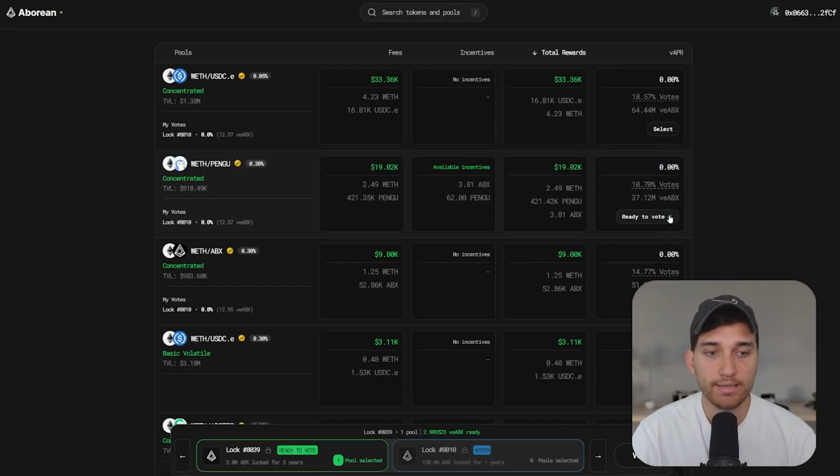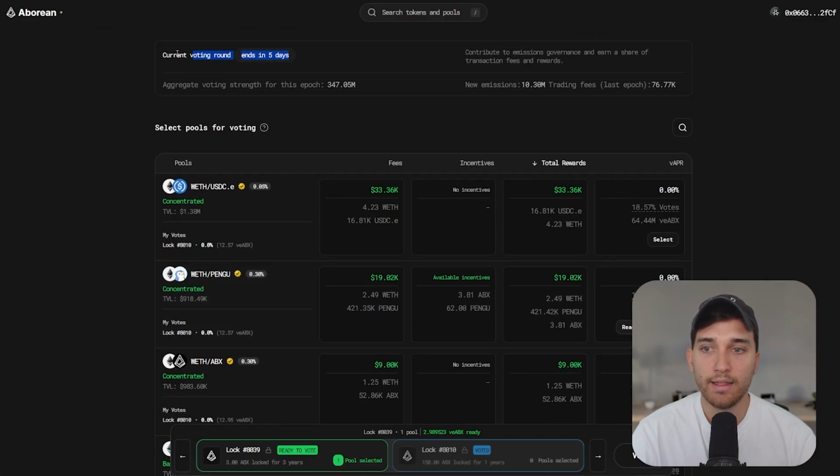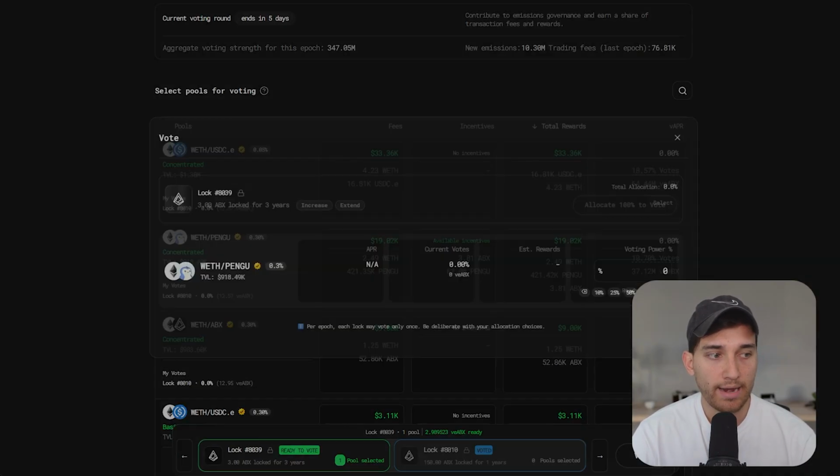So what I can do is I can select, hey, I want to use my NFT to vote for this particular pool in this particular voting round. So voting rounds reset in epochs. I believe those epochs are around 1 week long. So I can go ahead and vote.